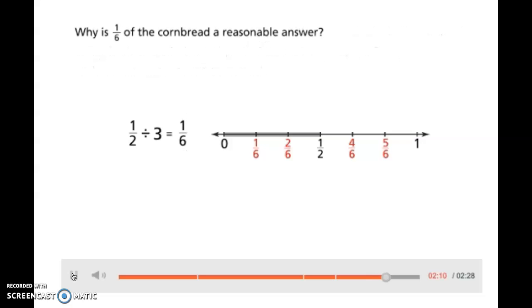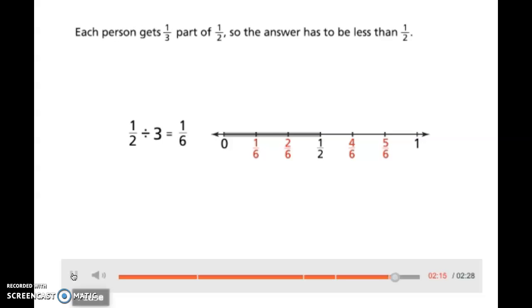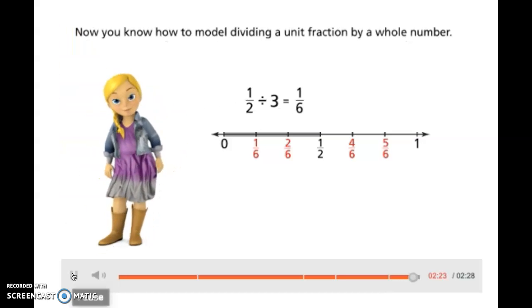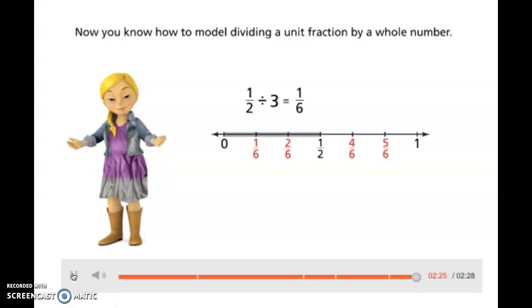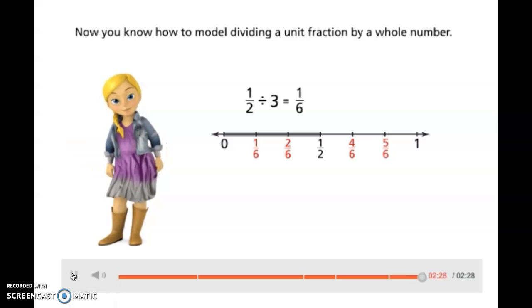Why is 1/6 of the cornbread a reasonable answer? Each person gets 1/3 part of 1/2, so the answer has to be less than 1/2. Now you know how to model dividing a unit fraction by a whole number.